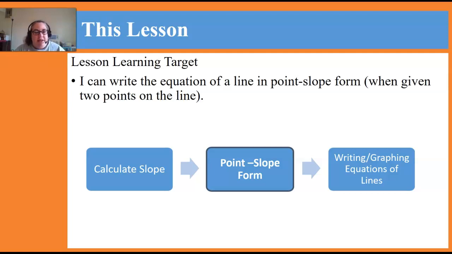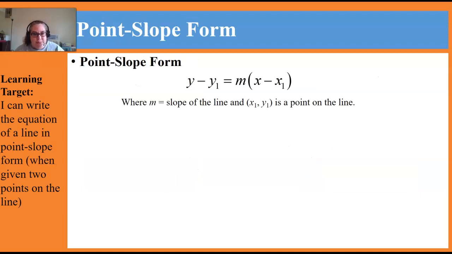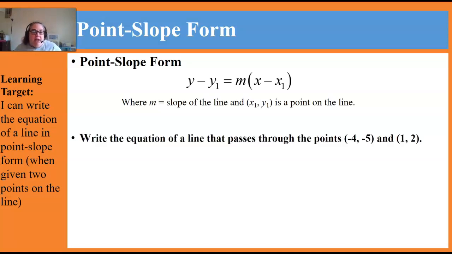So as we take a look, again, this is point slope form. y minus y1 equals m times x minus x1, and m represents the slope as always, and in this case x1, y1 is just any point on the line. This is going to be the first of 2 examples that we're going to look at, and our first job is to write the equation of a line that passes through these 2 points, (-4, -5) and (1, 2).